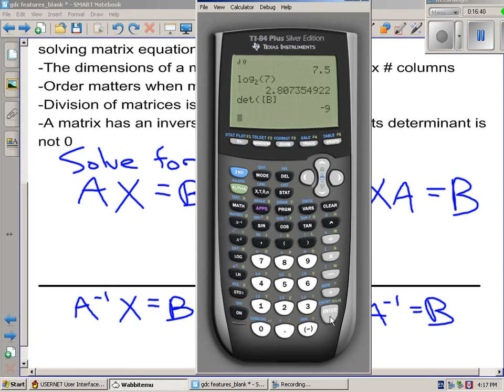And it tells us that its determinant is negative 9, which in turn tells us that this matrix is invertible. Okay. You can find the inverse just by going B to the negative 1. Okay. And it gives you, in decimal form, the inverse of the matrix.